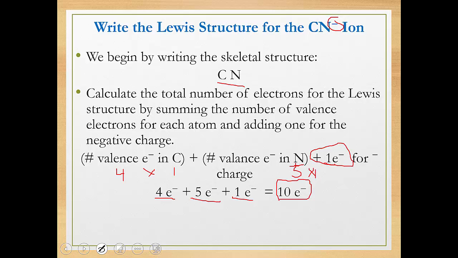So notice, as I said, if you just added for the elements, you would have 9. That's an odd number of electrons. You're generally not going to have an odd number. You want to have an even number, and that's where it came from. We had to add that 1 electron.